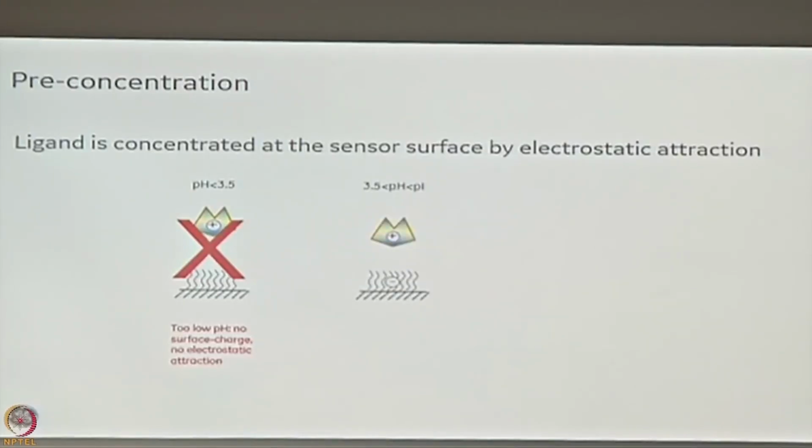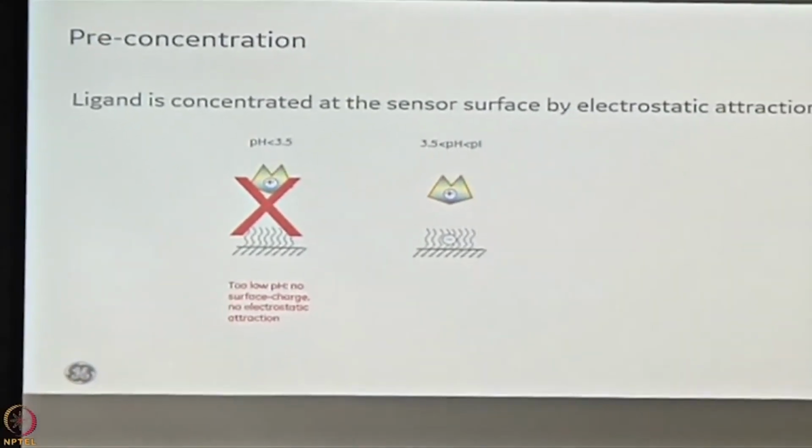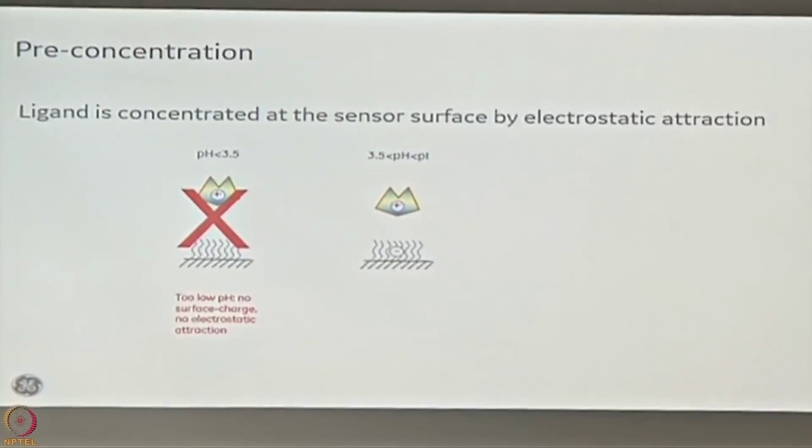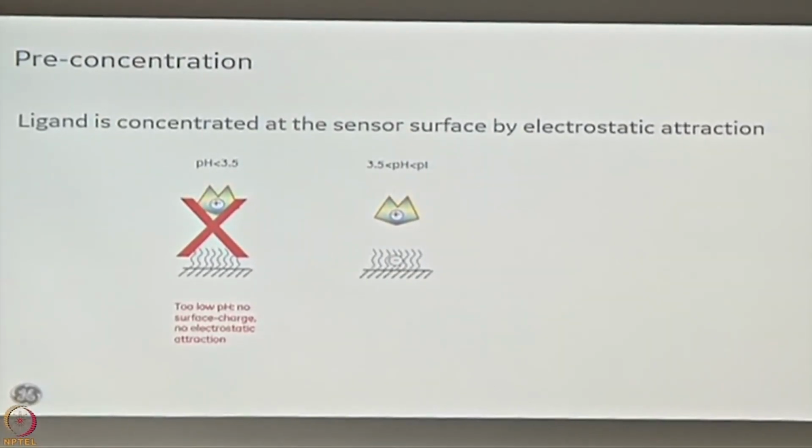Now at a pH higher than 3.5, your surface attains a net negative charge. Okay, and if your pI is higher than that pH, and at that particular pH you are able to keep the protein positive, then your attraction happens.